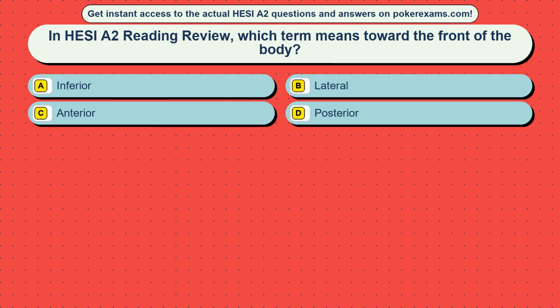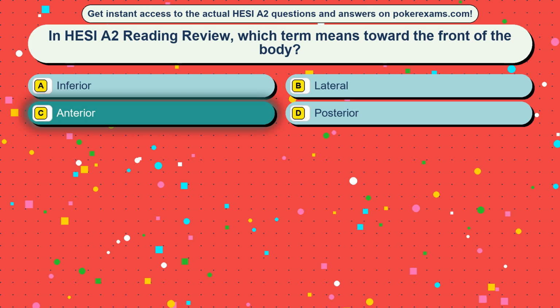Question 23. In HESI A2 reading review, which term means toward the front of the body? Option A, inferior. Option B, lateral. Option C, anterior. Option D, posterior. The correct answer is option C, anterior.